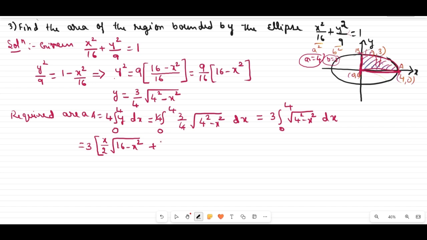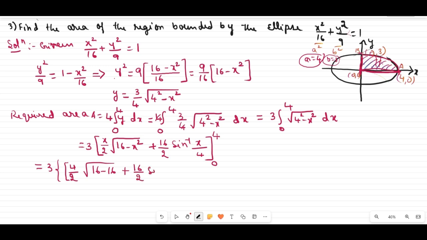a square by 2 means 16 by 2 into sine inverse of x by a. a means 4. Limit from 0 to 4. Now, let me apply the upper limit first and afterwards the lower limit. So now I'm applying the upper limit. 4 by 2 into square root of 16 minus 4 square. 4 square means 16, plus 16 by 2 into sine inverse of 4 by 4.